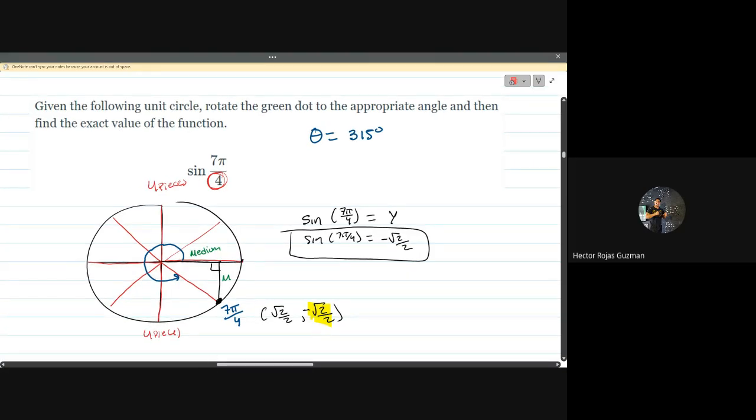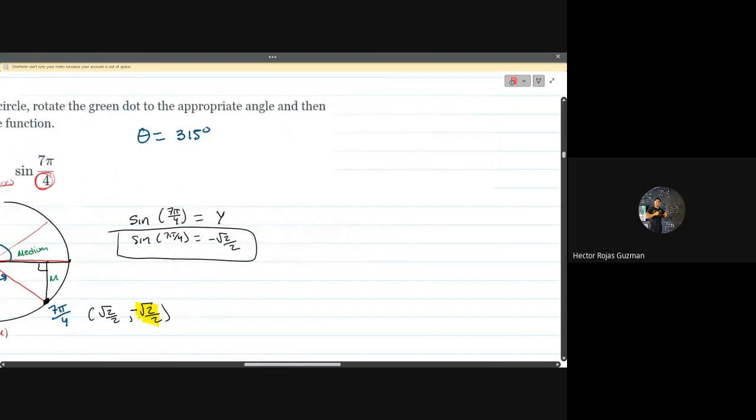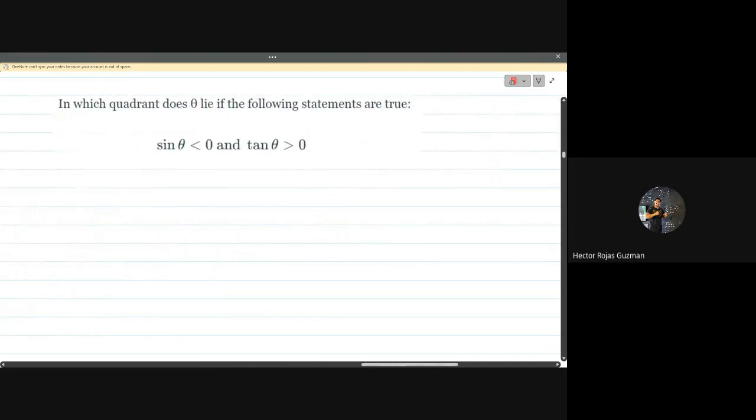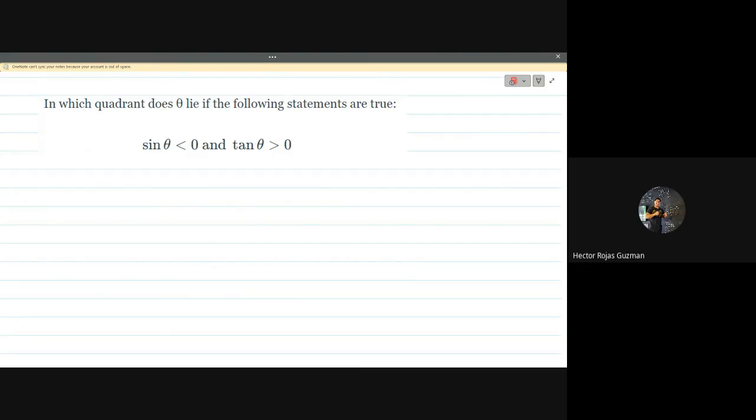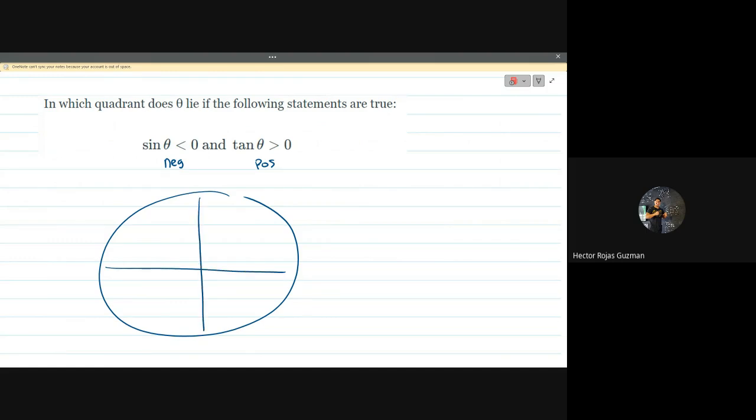Okay, one last example. In which quadrant does theta lie if the following statements are true? Sine is less than 0, which means sine has to be negative. And tangent of theta is greater than 0, which means tangent of theta is positive. So, we got the unit circle. We got quadrant 1, quadrant 2, 3, and 4.